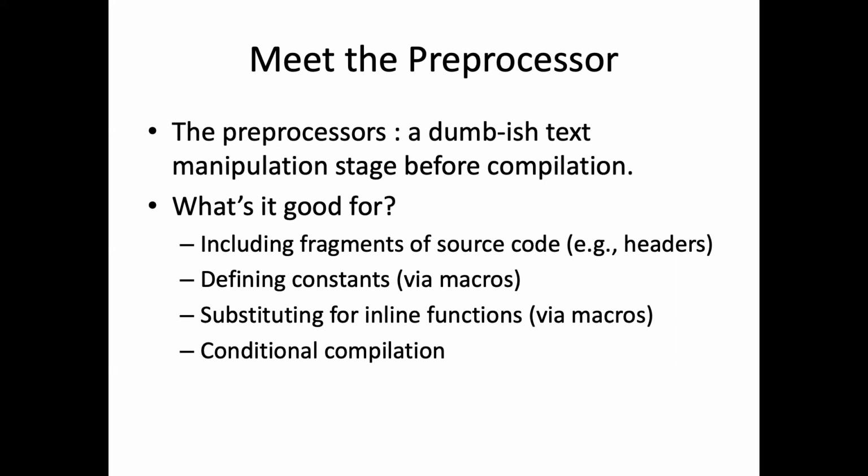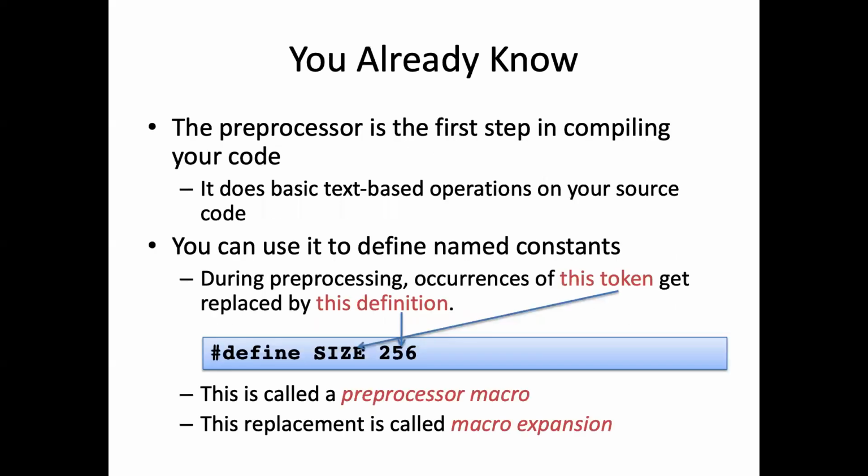Defining constants, which are basically just text replacement rules in your source code. We'll see you can also use it to do some fancier substitution rules in your program, things that are normally called macros. And we'll see support for conditional compilation, ways to include or leave out whole blocks of code based on tests that are done while your code is being compiled.